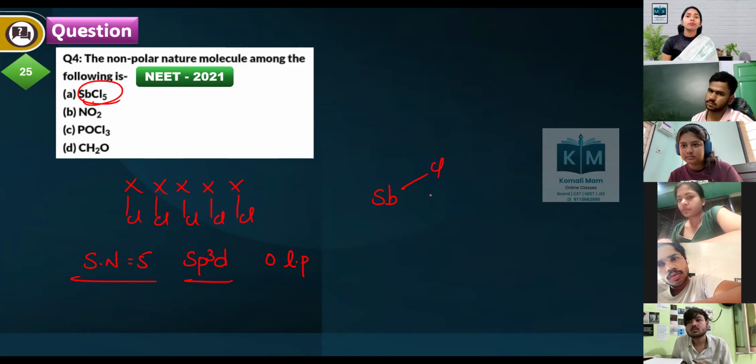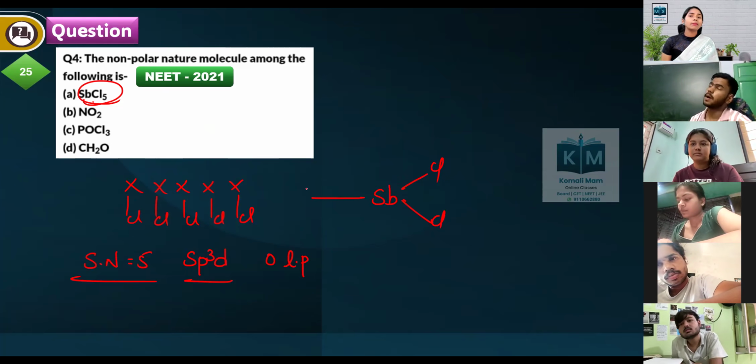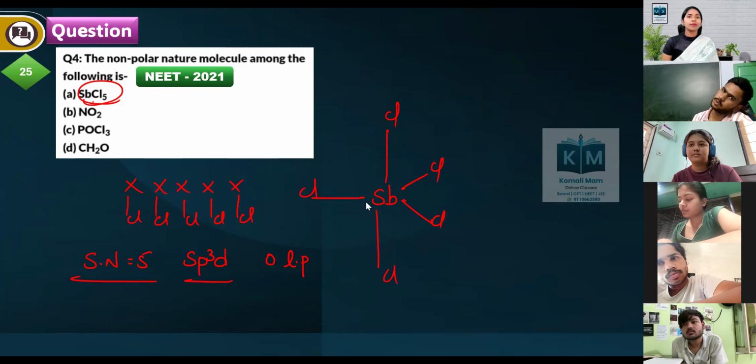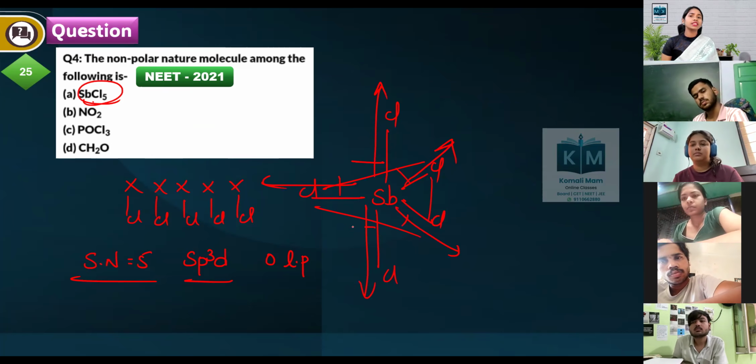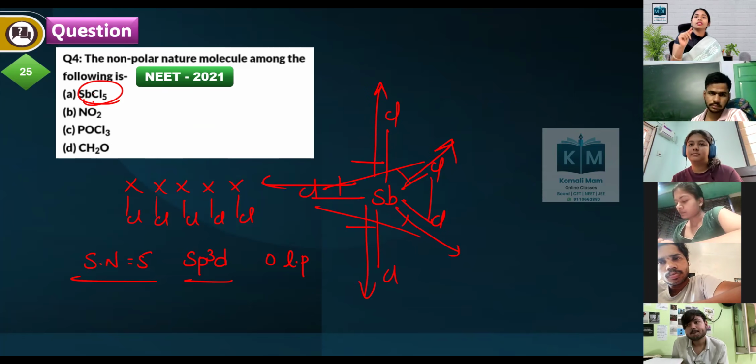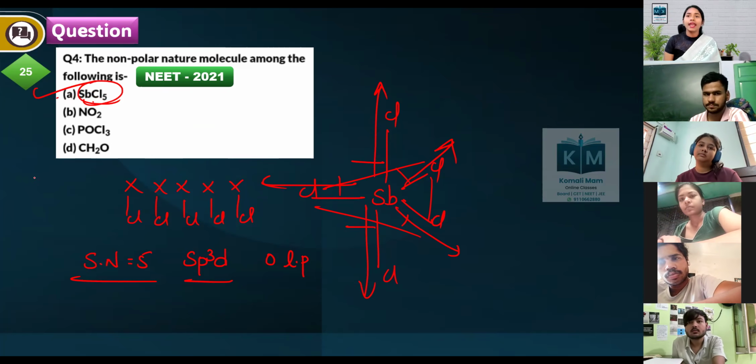Then it is trigonal bipyramidal. All 3 are in the same plane, these 2 are in the same plane. These 3 will pull in this direction, this, in this direction, this, in this direction, this. These 3 cancel with each other, these 2 cancel with each other. So there is no polarity. Individual polarity will be there, but the entire molecule becomes non-polar in nature.